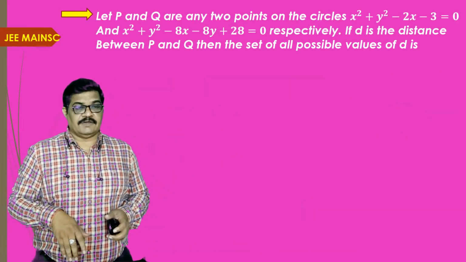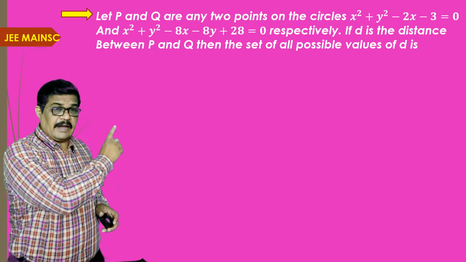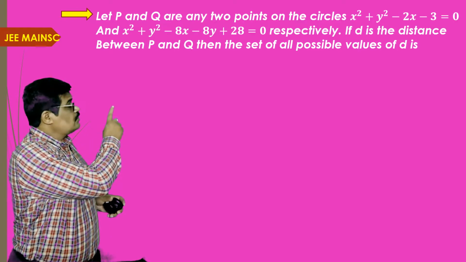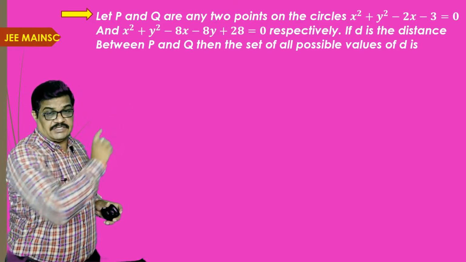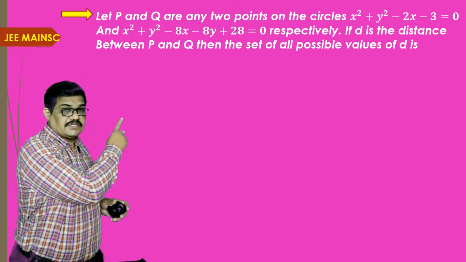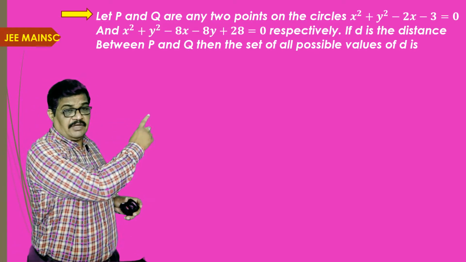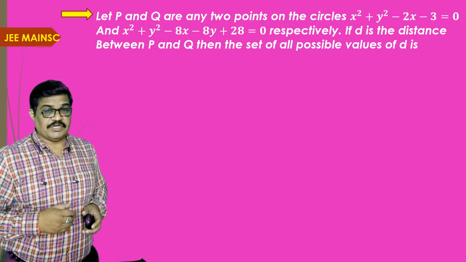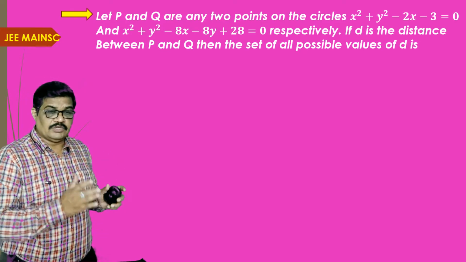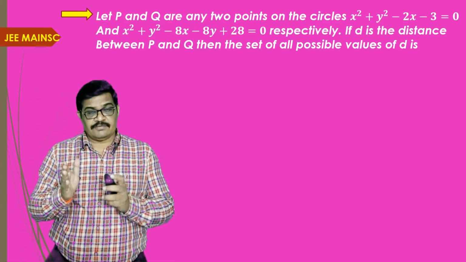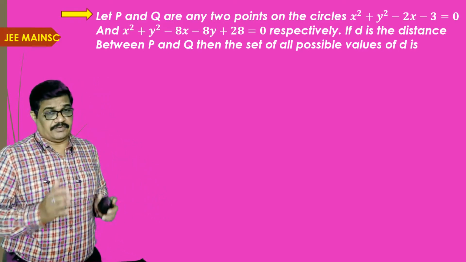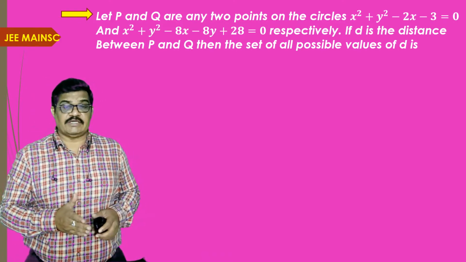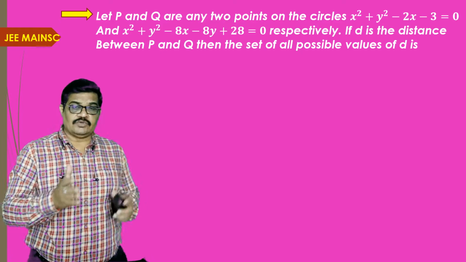Okay. Next one, let capital P and capital Q be any 2 points on the circles. First circle is x square plus y square minus 2x minus 3 is equal to 0, and the second circle x square plus y square minus 8x minus 8y plus 28 is equal to 0 respectively. If small d is the distance between capital P and capital Q, then the set of all possible values of small d, we have to find the range of d. Here d is the distance between P and Q. Here P and Q are the 2 points on the given 2 circles.